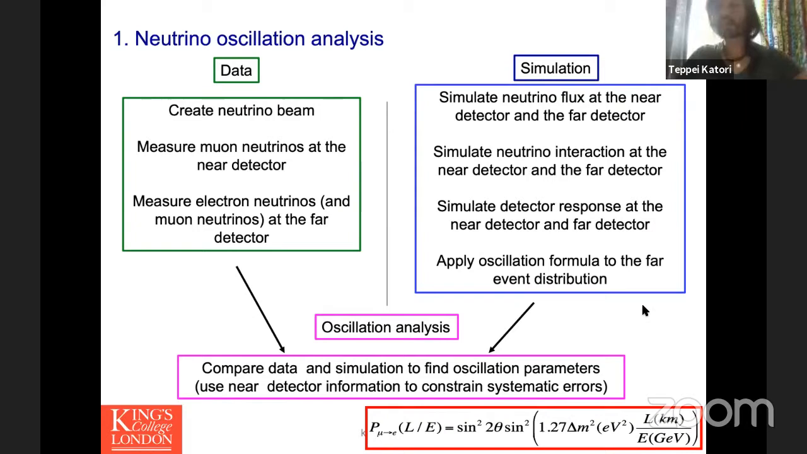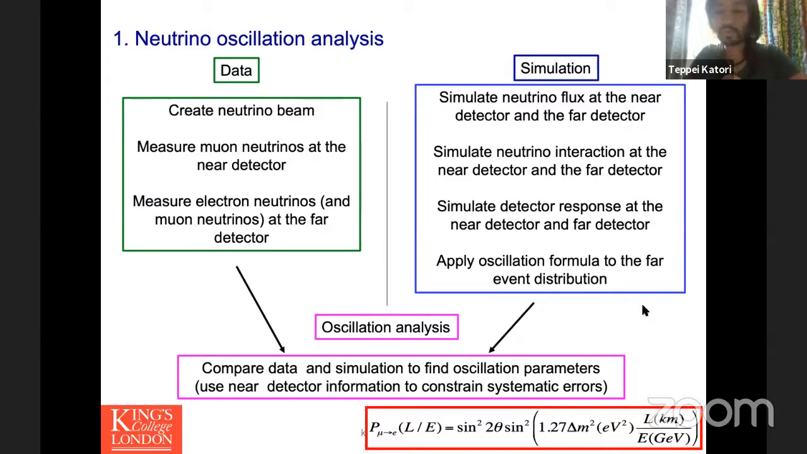And for the simulation, you want to simulate the situation. The first is you want to simulate the neutrino flux, at both near and far detectors. And then you simulate neutrino interaction, both near and far detector. And then you want to simulate detector response. And finally, you apply the oscillation formula to see how this detector response changes at the far detector. So now you have this description of the experiment by simulation. The oscillation analysis is to compare this data and simulation, and you find the right parameter from this simulation.